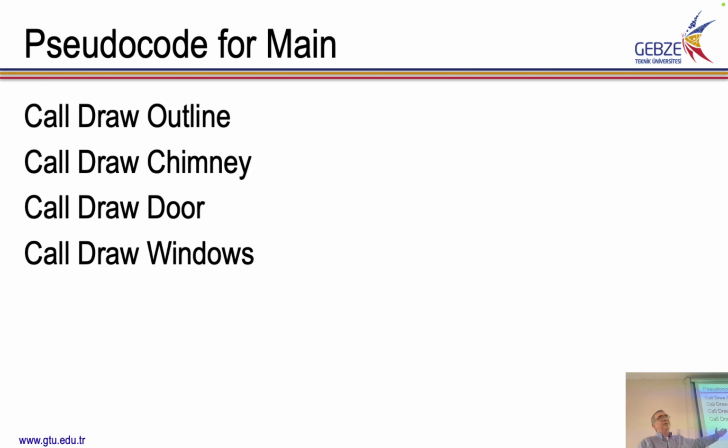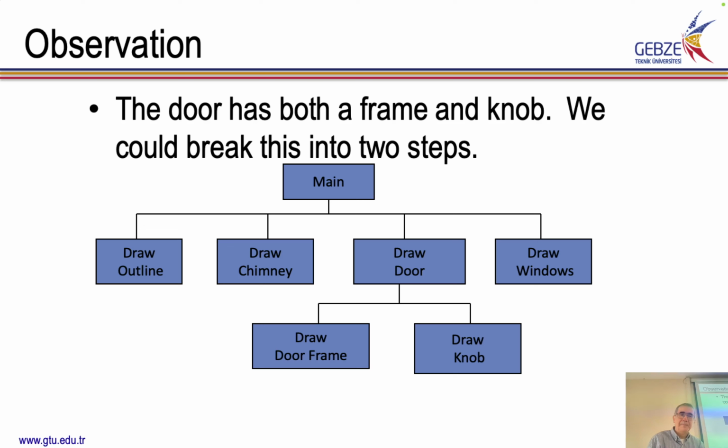This is, for example, good. The door has both a frame and a knob. We could break the door into 2 steps: draw door frame, draw door knob. Because the knob could be complicated, you can give it to somebody else, your friend. You can say, your friend, can you please write the function that draws the knob? You are responsible for it.